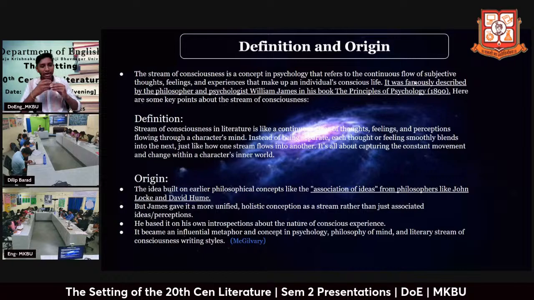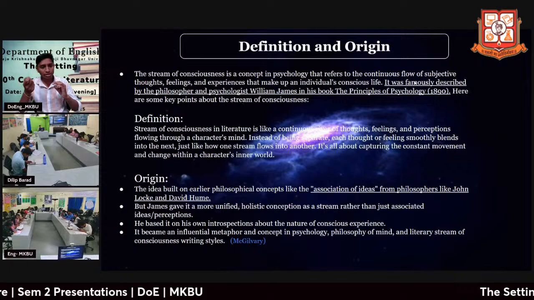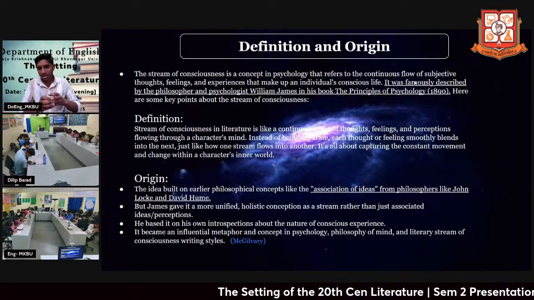Origin. The idea built on earlier philosophers' concepts like the association of ideas from philosophers like John Locke and David Hume. But James gave it a more coherent conception as a stream rather than just associated ideas and perceptions.